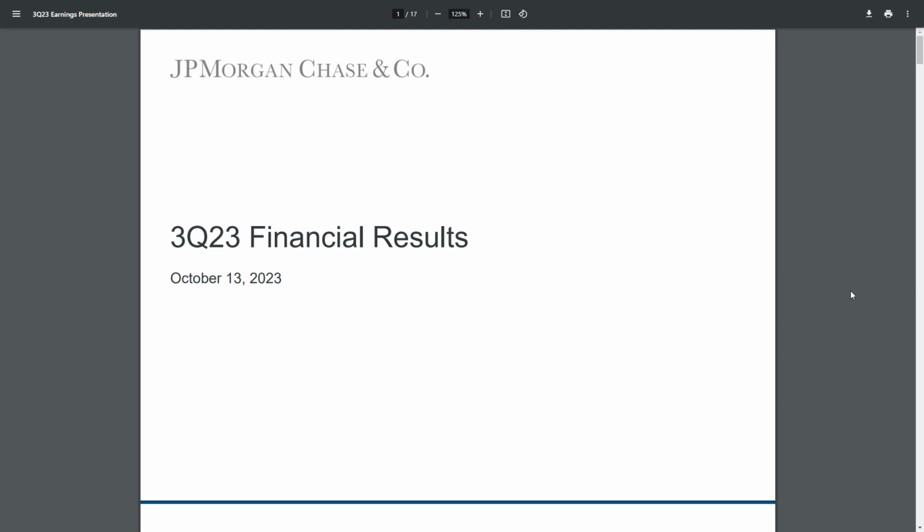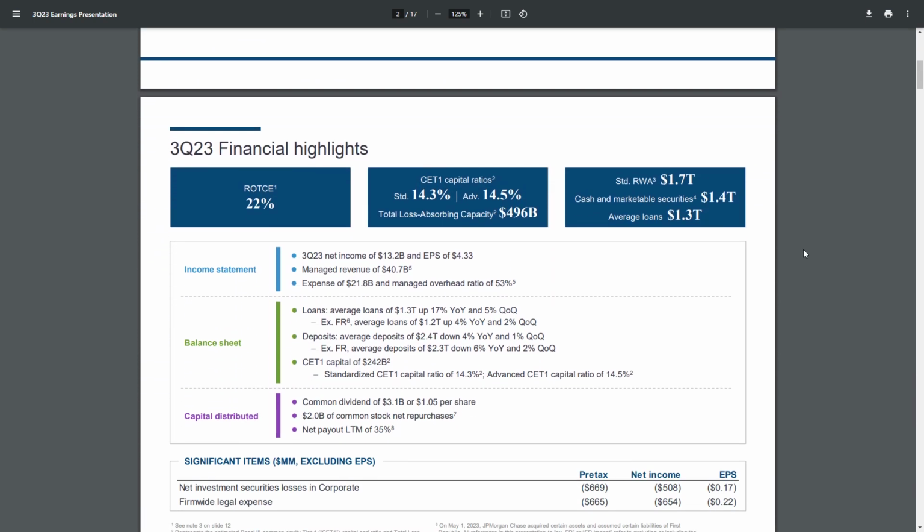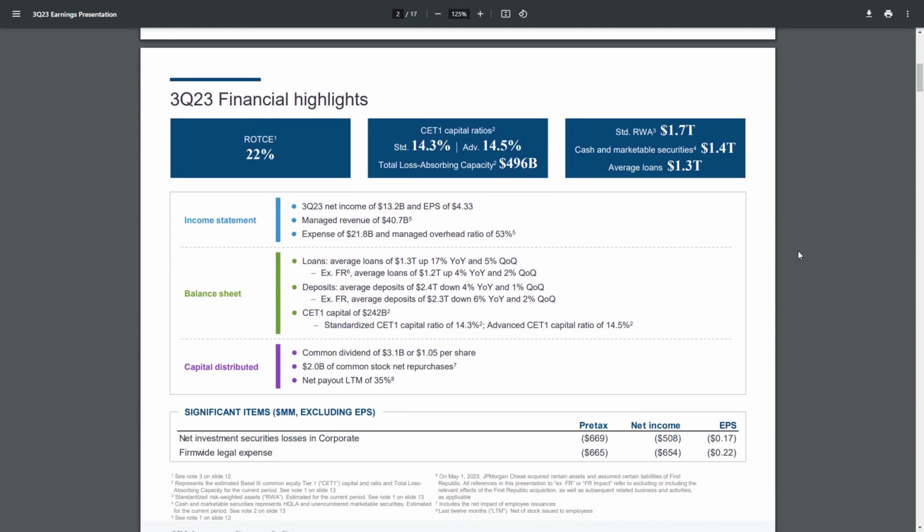We're going to be talking about JPMorgan Chase after they announced their Q3 financial results this past Friday on October 13th. Now, JPMorgan is an impressive company. They are also the largest financial institution in the United States, and I want to call out a few different items here. The first is that they had Q3 net income of $13.2 billion. That's up year over year by about 13%, and earnings per share of $4.33, also up materially.